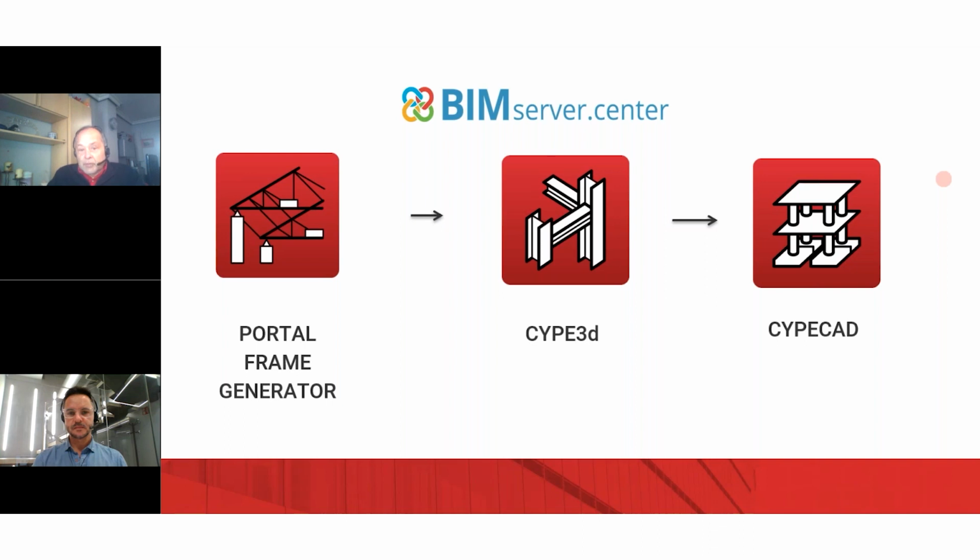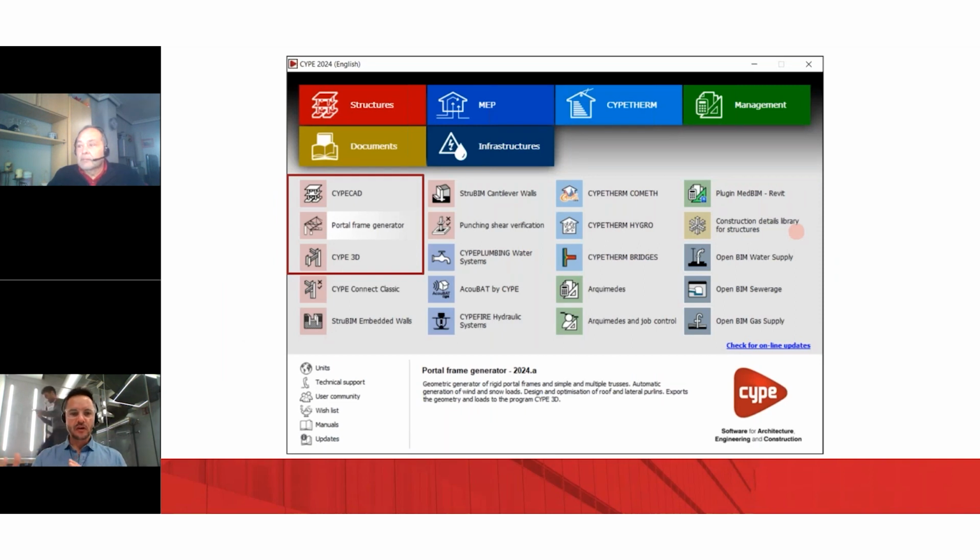We are going to use just 3 software applications. In the BIMserver.center, you can have it. It's just a matter of going into this website. The first one, we are going to use is Portal Frame, and with Portal Frame, we move on to CYPE 3D, and then we're going to finish in CYPECAD. That's the normal way to work. That's a whole workflow, right? Because in CYPE software, we have so many modules that we can connect together.